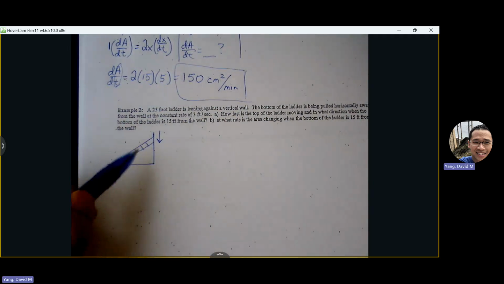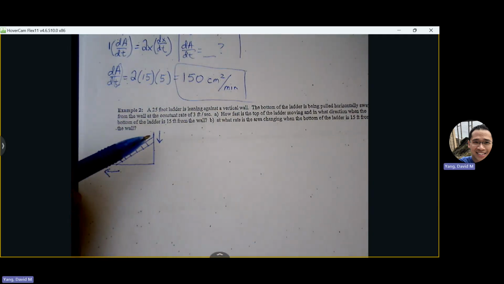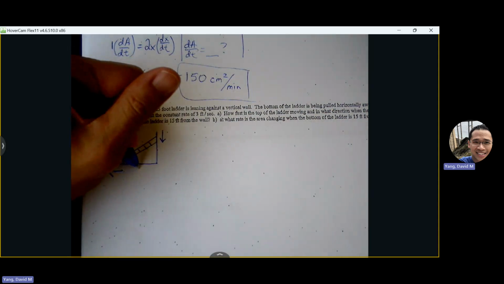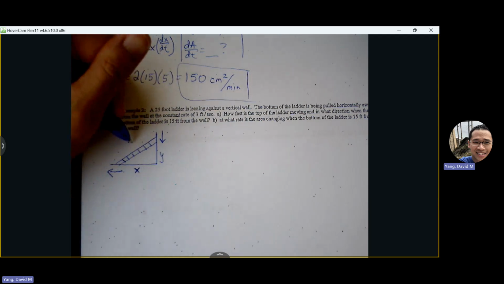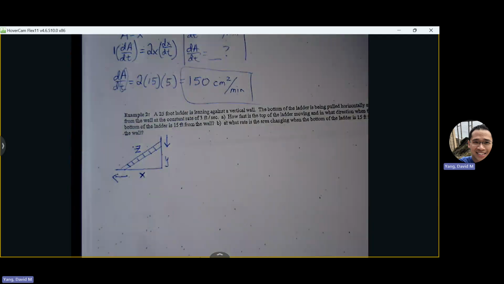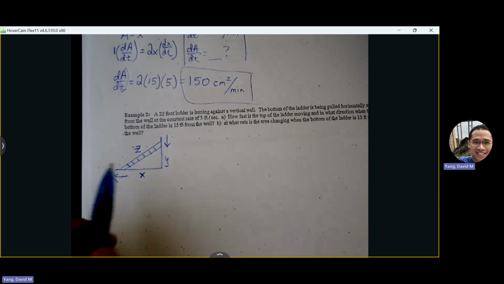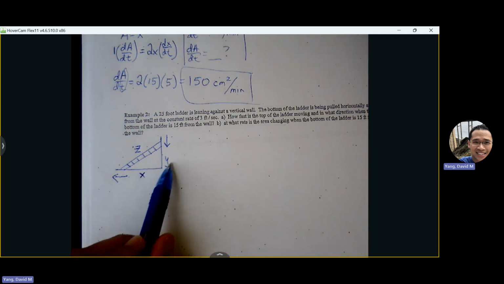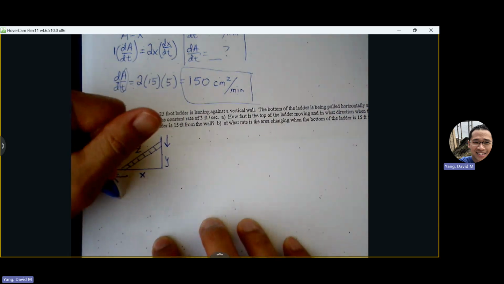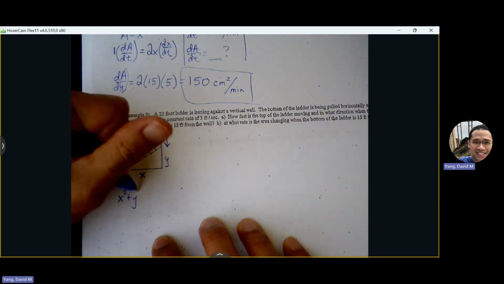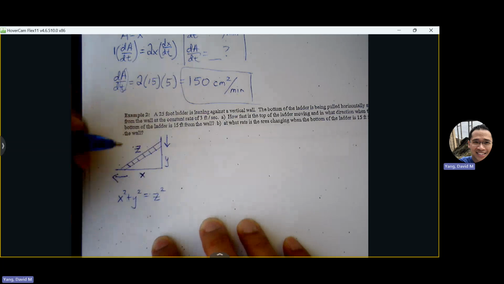So we see that as this ladder is falling, it is still maintaining this right triangle shape that we see. So I'm going to call this length X. I'm going to call this vertical side Y, and I'll call the hypotenuse Z. So what formula can we use that's going to connect the three sides of a right triangle? Yeah, Pythagorean theorem. So we're going to start off with that. X squared plus y squared equals z squared.